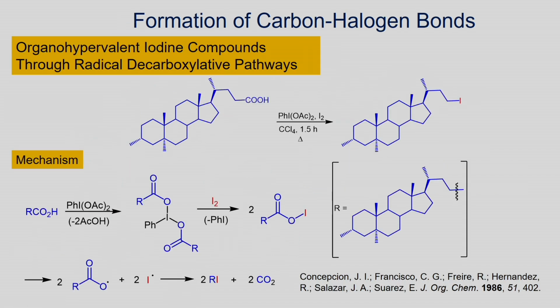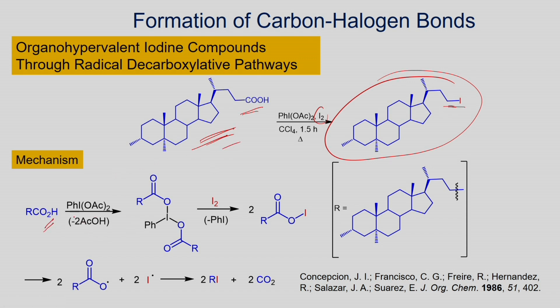So, another example from the literature. Now, let us take this carboxylic acid. This carboxylic acid, in the presence of iodobenzene diacetate and iodine in carbon tetrachloride, when you heat, undergoes halogenation. You can make the alkyl iodide as the product. It undergoes decarboxylation followed by carbon-iodine bond formation, and the mechanism of this transformation is shown.